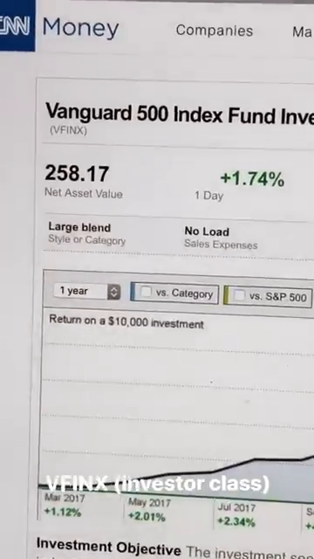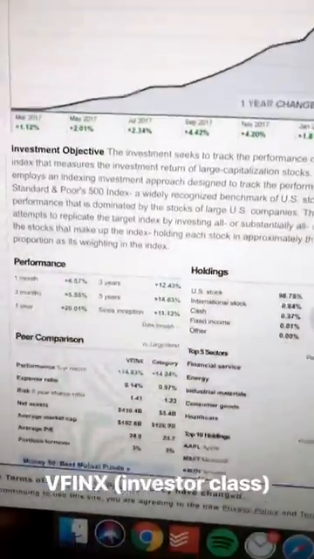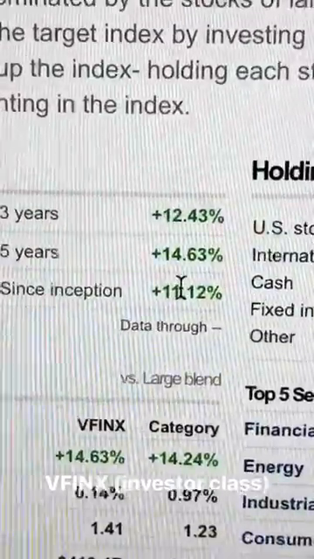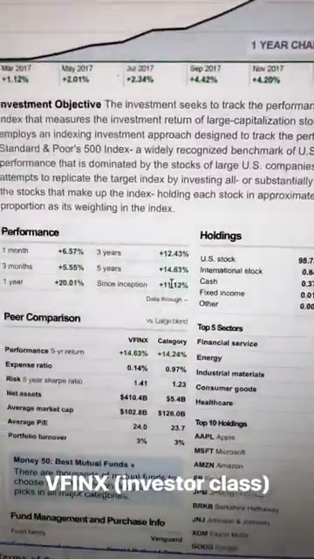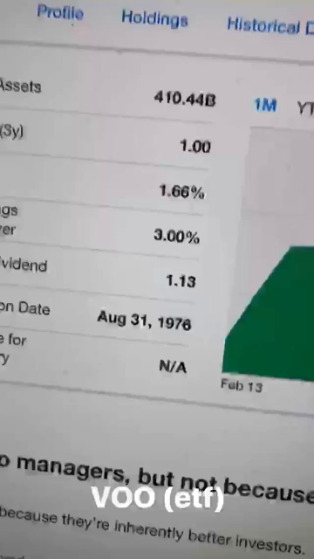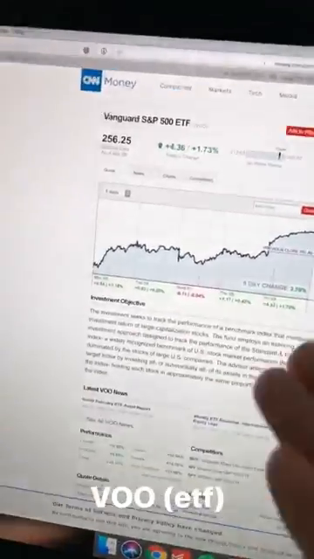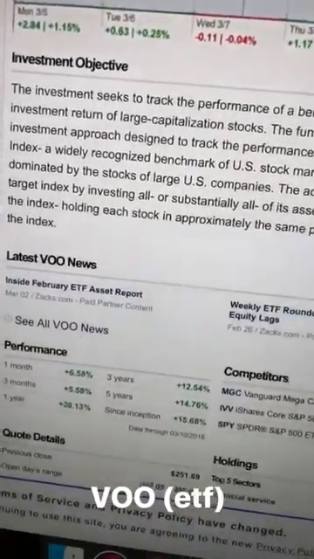This is an S&P 500 stock index fund. It says performance since inception 11% per year. And VFINX has an inception date of 1976. So that is 11% per annum since 1976. Let's take a look at another one. VOO is another one. This is an ETF. This is available through any broker. What do we got here?